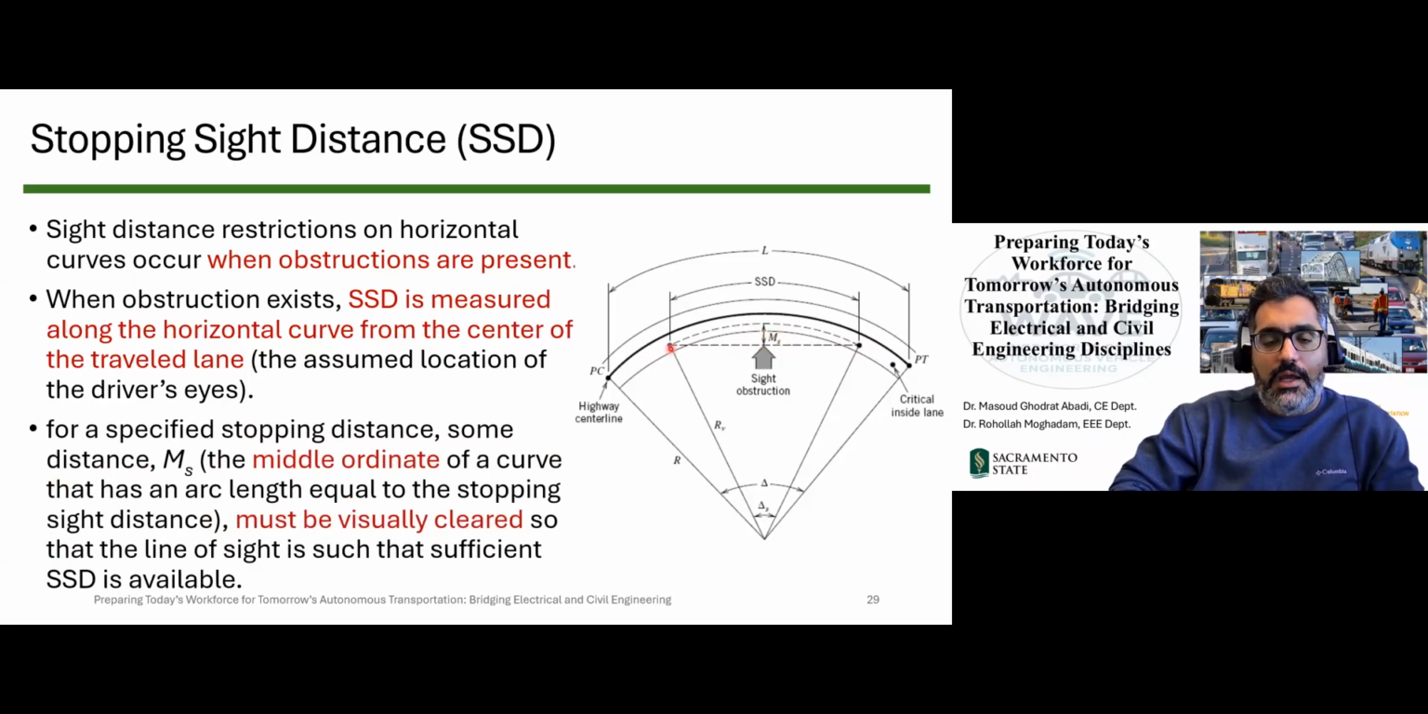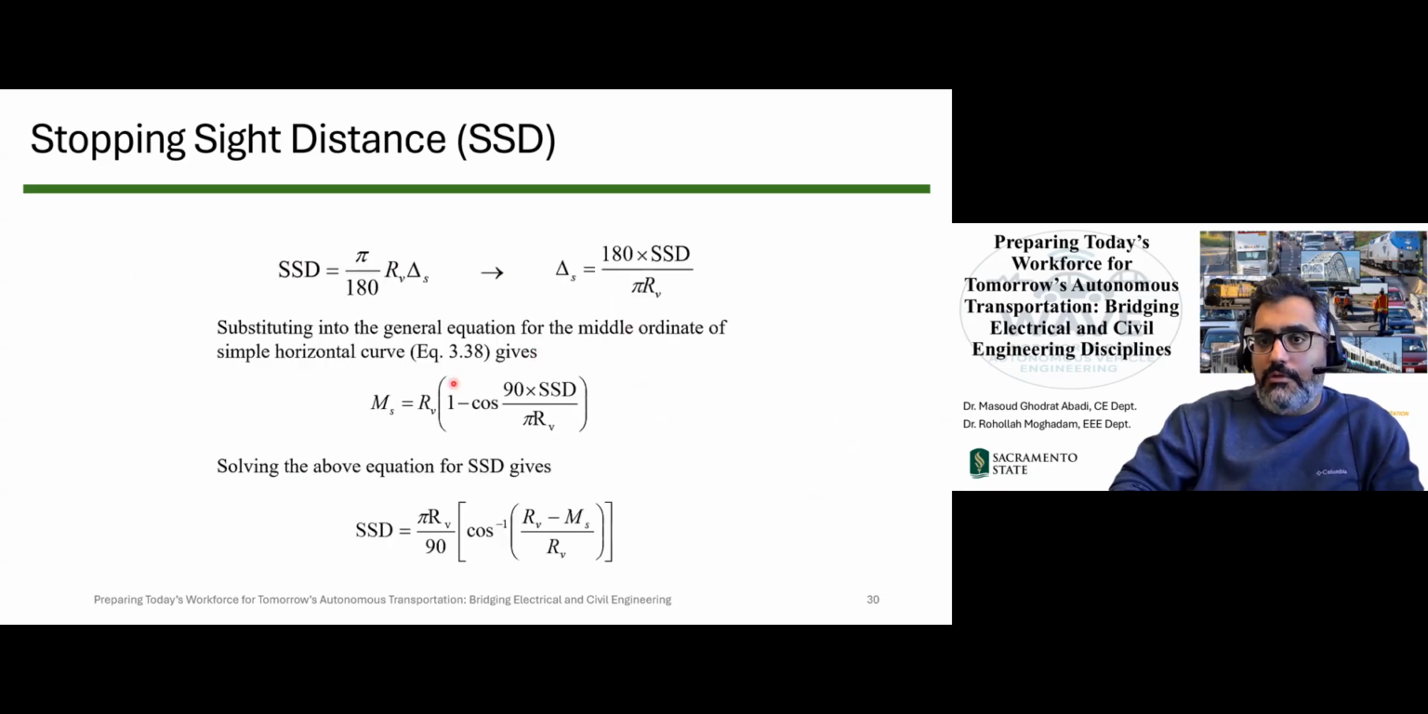So I repeat that again. I will assume that the driver's eye is at the center of the innermost lane that is traveling. Let's assume that there is an object on the other side that is blocking the roadway, and I want this driver to see that in a timely manner so they can come to a complete stop. In order to do that, this part should be cleared. This is what we call middle ordinate, and it must be visually cleared so drivers can see a potential hazard on the other side. Now, there are two different ways to approach it.